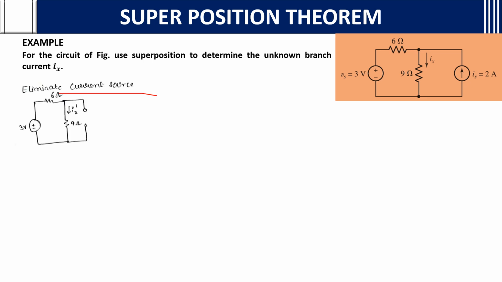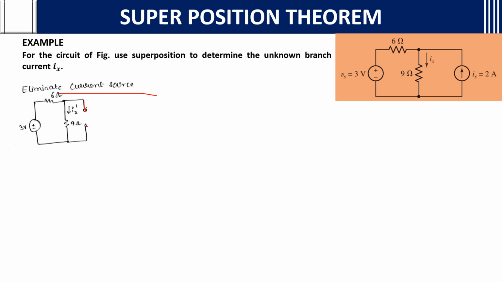First, eliminate the current source. After eliminating it, the current source will be open circuited. Then we want Ix dash. It is better if you change the naming so that it is easy for you. Then again you can add up the effects of the voltage source and current source and get the final current answer. Here you take it as Ix dash.